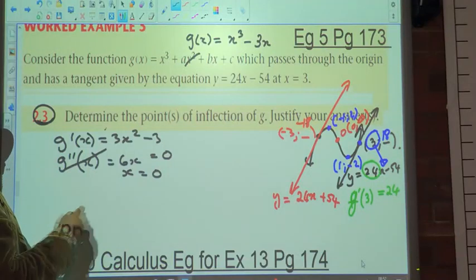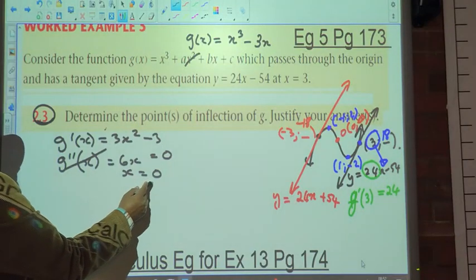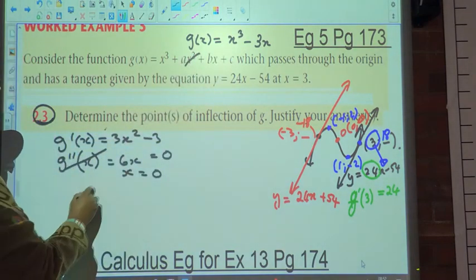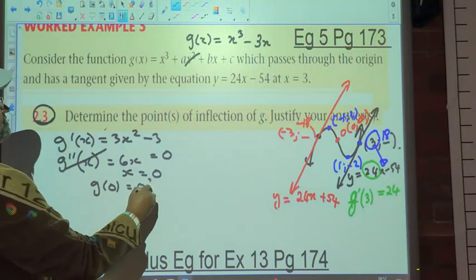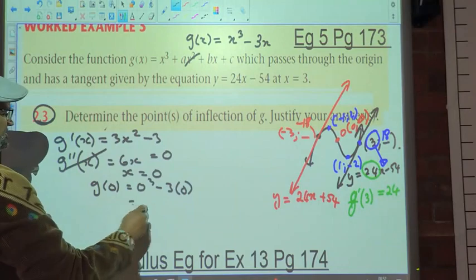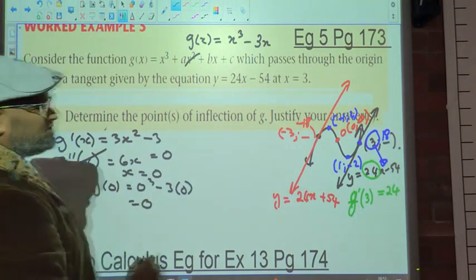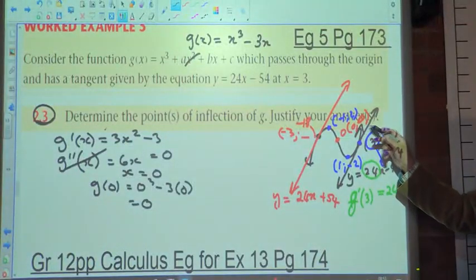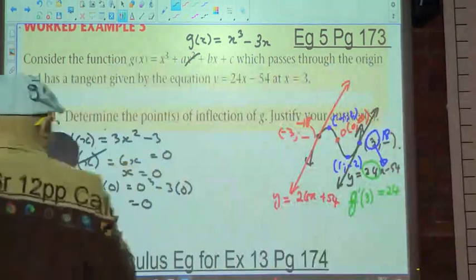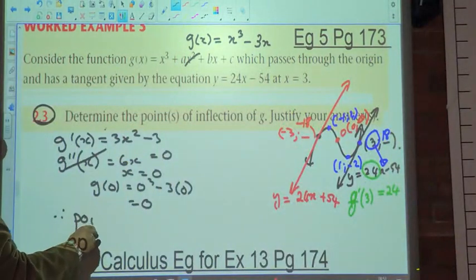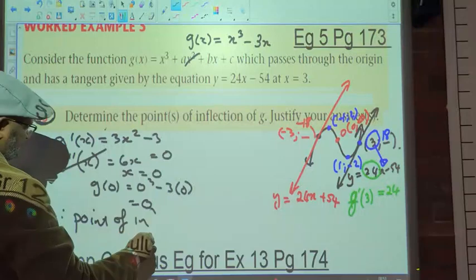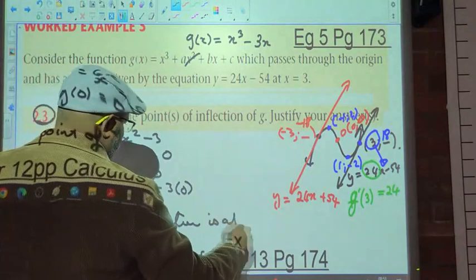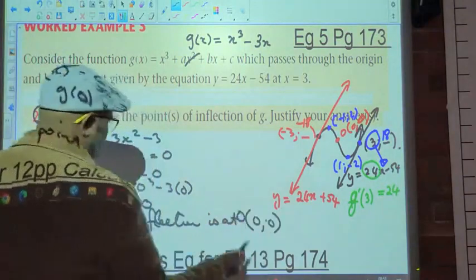Determine the point. Okay, so what do we do with this? We sub that back into the g of x graph, not so? So g of 0 is equal to 0 cubed minus 3 times 0, which is 0. Which confirms that the point of inflection is at (0, 0). Remember I mentioned that earlier on. Okay. But here it is by calculation as well. Therefore the point of inflection, or the origin, is (0, 0).